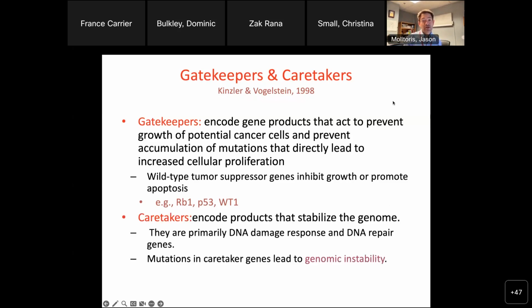Caretakers encode products that stabilize the genome. These limit the likelihood that you're going to have mutations. What you want to do is limit the chance that you get a mutation with the caretakers, and then gatekeepers are like, oh, there is a mutation, so let's slow everything down, allow ourselves to fix this, and we'll move forward.